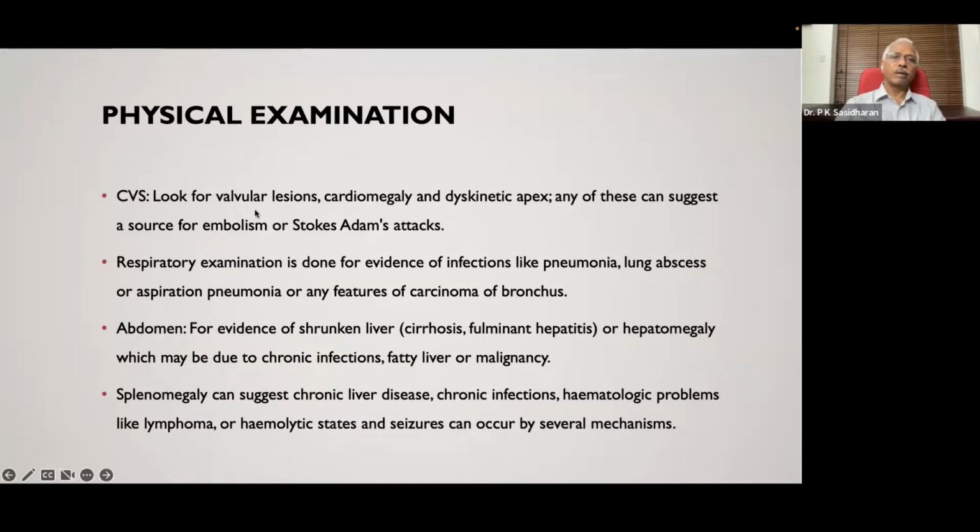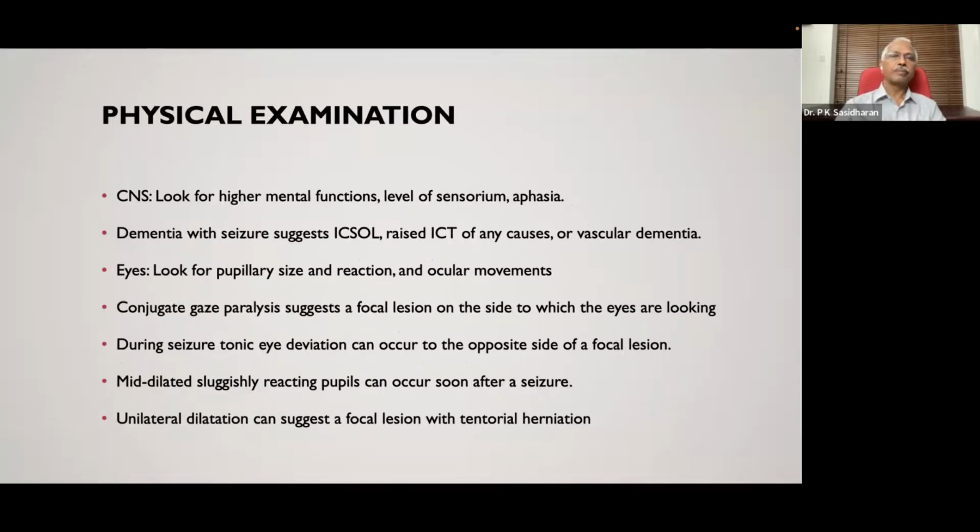In CVS, look for valvular lesions, dyskinetic apex, because these can suggest embolism as a cause. In the respiratory system, look for aspiration pneumonia, lung abscess, which can produce seizures due to multiple reasons, or rarely a bronchogenic carcinoma. In the abdomen, look for shrunken liver, hepatomegaly to look for a chronic liver disease. So the patient has to be examined thoroughly rather than investigating the seizures alone. Splenomegaly can suggest chronic liver disease, chronic infections, hematological problems like lymphoma, or hemolytic states with seizures.